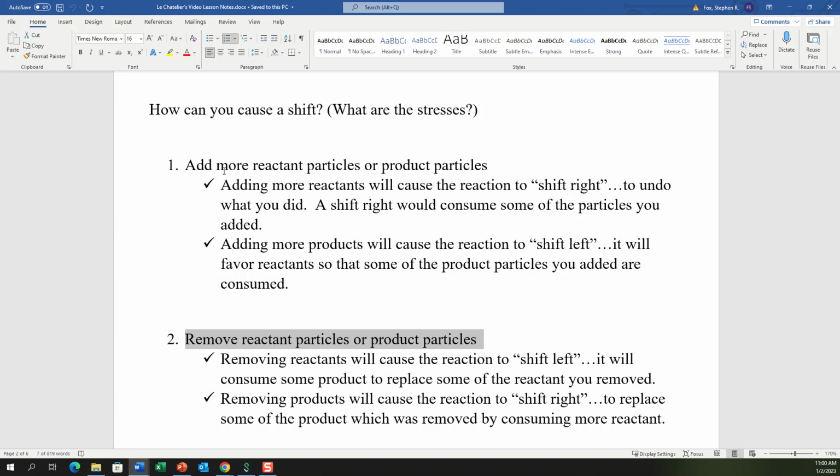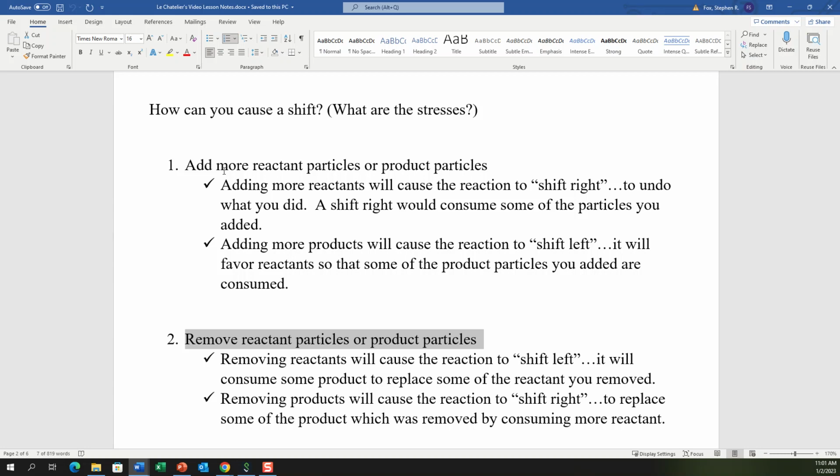Like if you're talking about the solubility of a salt, if you add more water, obviously more salt can dissolve. Adding water decreases the concentration of things. So decreasing the concentration of something is like removing it. So the reaction is trying to replace it.